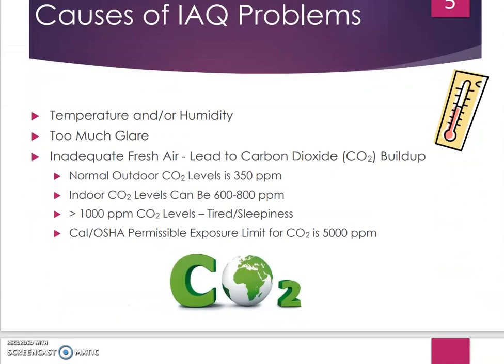And then what causes IAQ problems? Like I previously told you guys, it is about temperature, humidity, too much glare, and inadequate fresh air, which is not enough fresh air. So not enough fresh air from the outside is coming inside the building, so our carbon dioxide will increase. It leads to carbon dioxide build-up in that place because it is all a closed area.